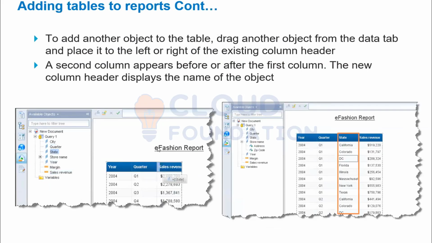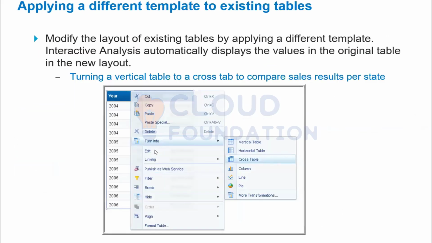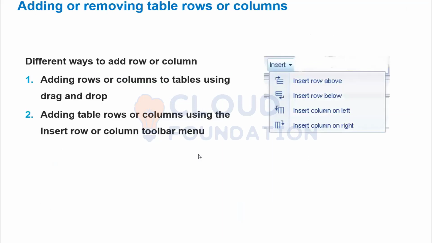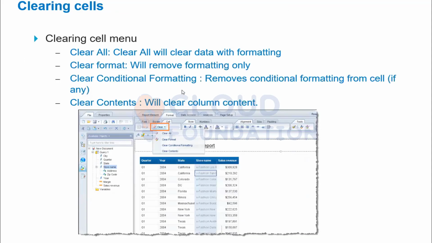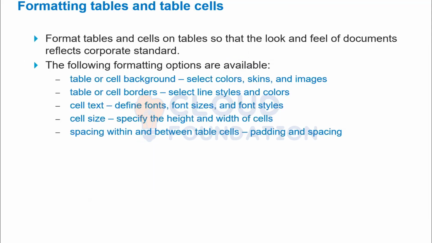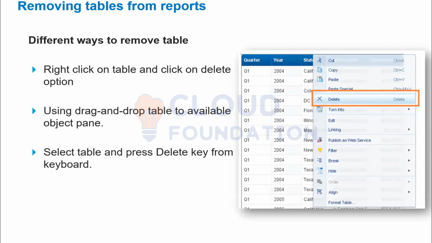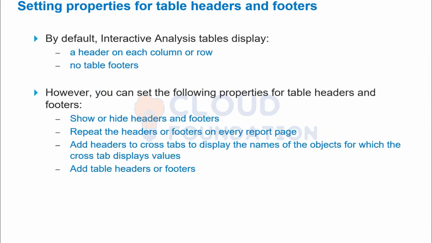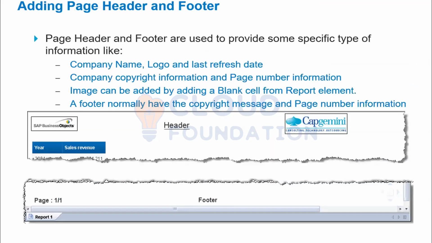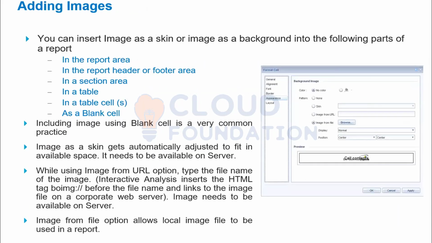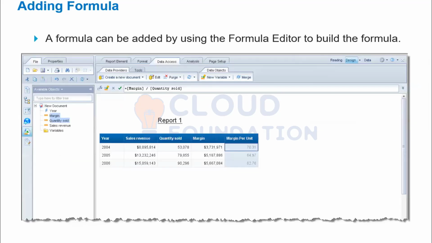How we can add tables to reports. How we can duplicate them, just copy paste. How we can turn tables into different tables or charts. We can move the columns or swap the columns. We can remove the table by right clicking and deleting. It is about page header and footer, how we can add images for headers like logos. How we can work with variables, formulas, and functions.